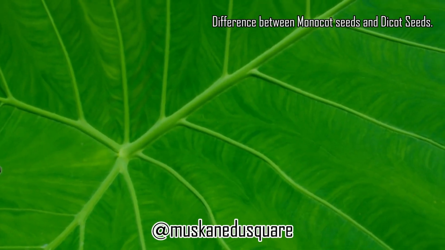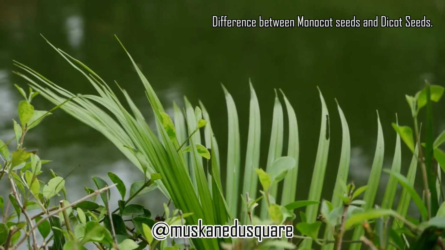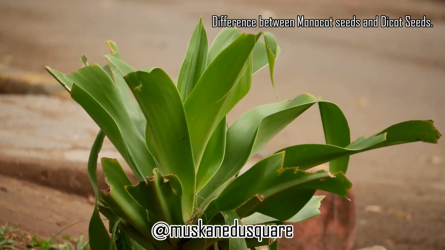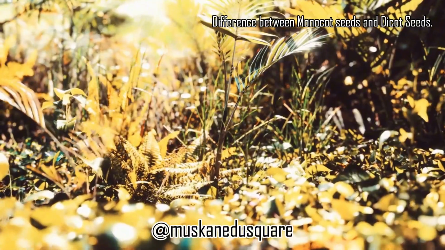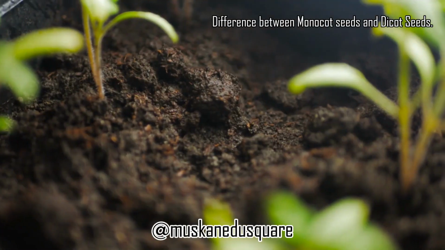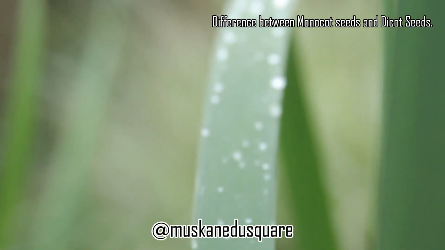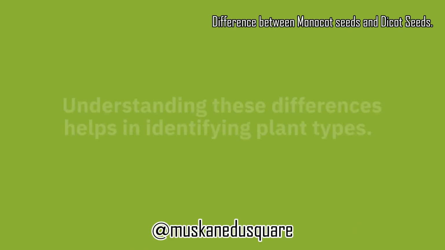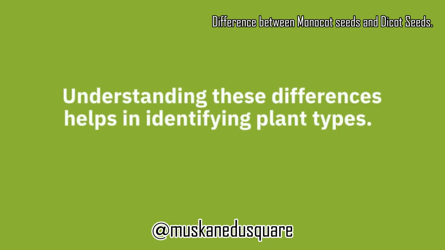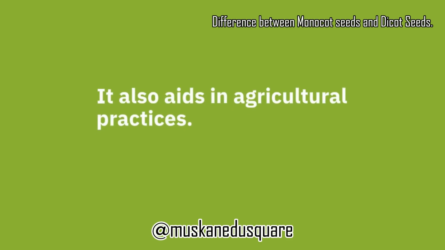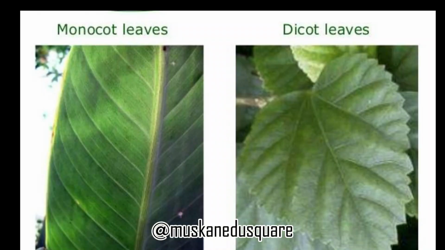Monocot leaves have parallel veins. Dicot leaves have a network of veins. This affects how the leaves look. Monocots have a fibrous root system. Dicots have a taproot system. This impacts how they absorb water and nutrients. Understanding these differences helps in identifying plant types. It also aids in agricultural practices.